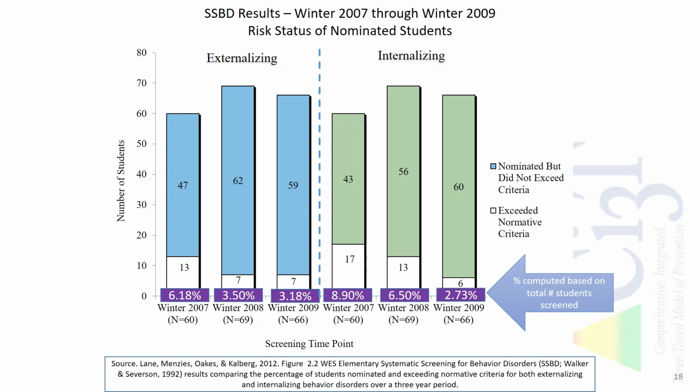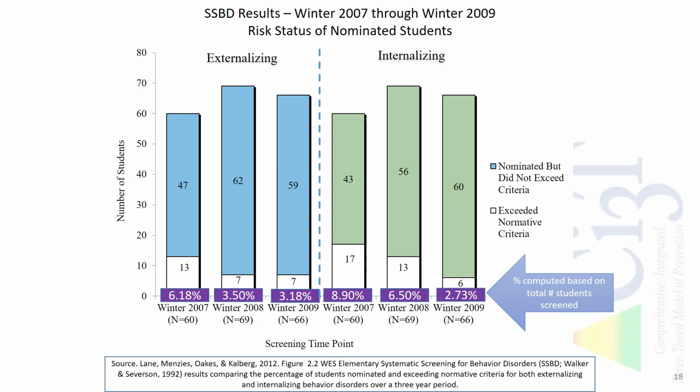To the right of the dotted line, I see the same thing with internalizing behavior patterns. So at the same time in winter 2007, when kids were screened in that building, again, 60 kids passed through that first gate. There were 17 students, which represented almost 9% of the student body, that had higher than average internalizing issues. So the next year, even though the school grew, when they again screened, the percentage of kids that had internalizing issues was decreasing. And you see a pretty steady decrease in that.